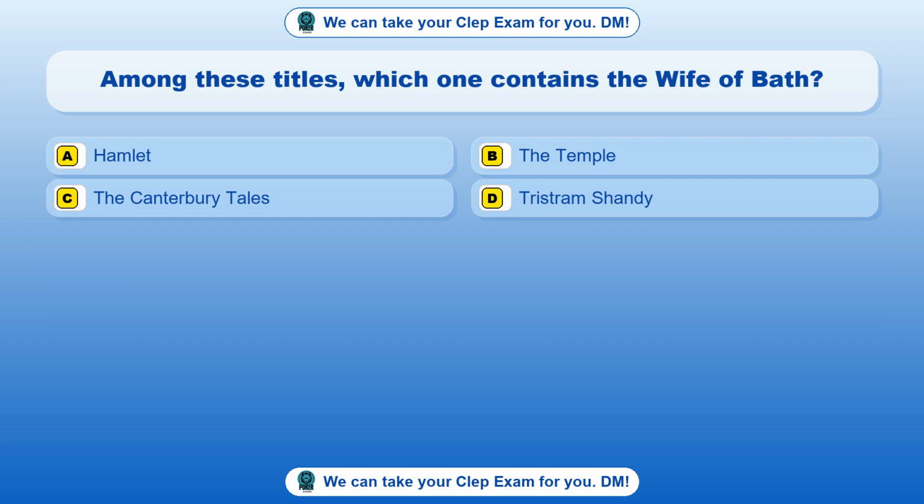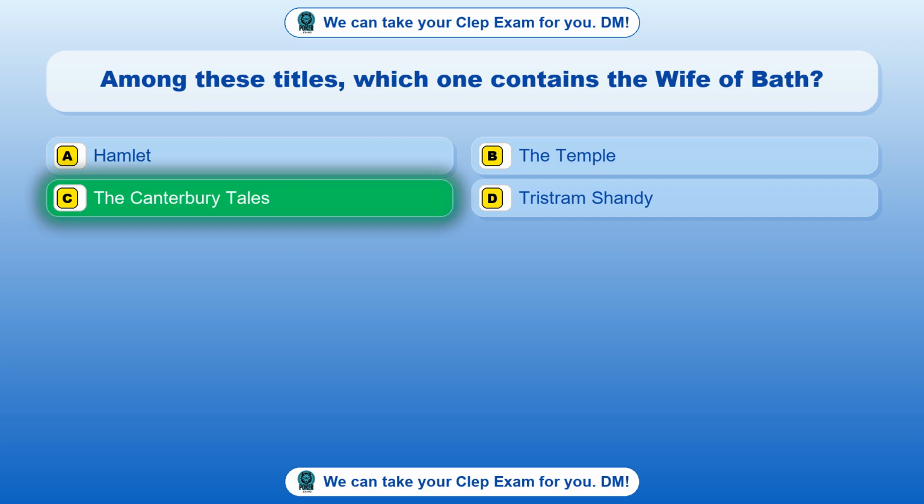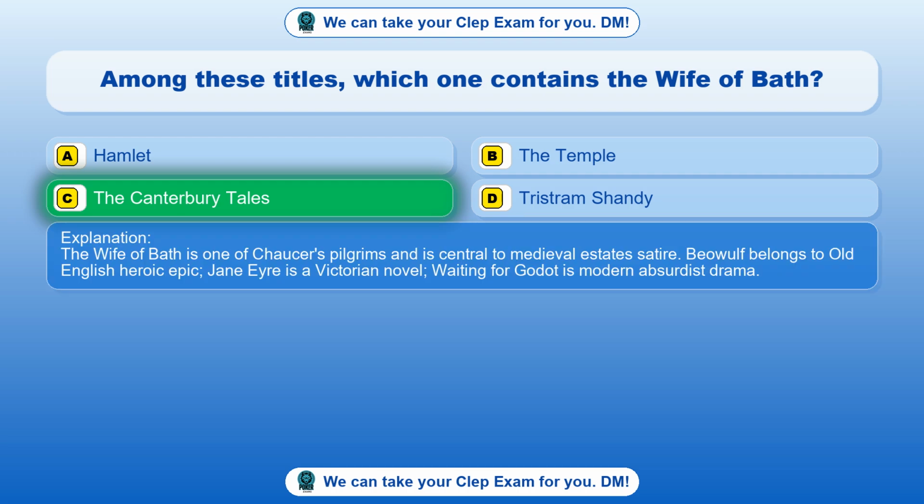Question 31. Among these titles, which one contains the Wife of Bath? Option A, Hamlet. Option B, The Temple. Option C, The Canterbury Tales. Option D, Tristram Shandy. The correct answer is option C, The Canterbury Tales. The Wife of Bath is one of Chaucer's pilgrims and is central to medieval estate satire. Beowulf belongs to Old English heroic epic. Jane Eyre is a Victorian novel. Waiting for Godot is modern absurdist drama.